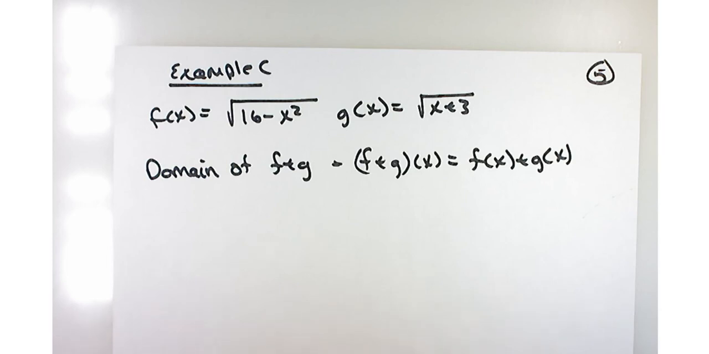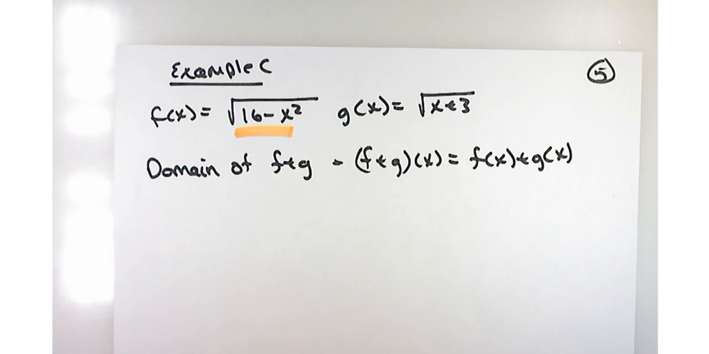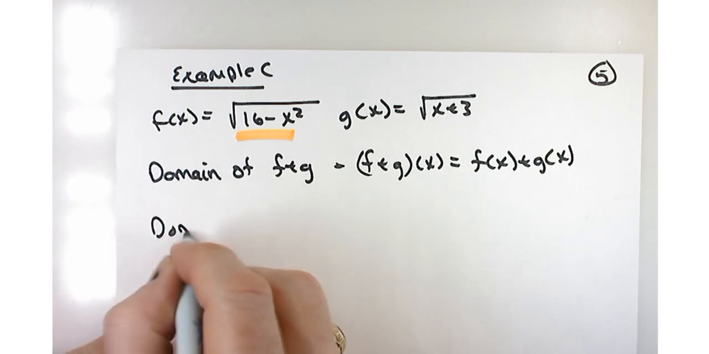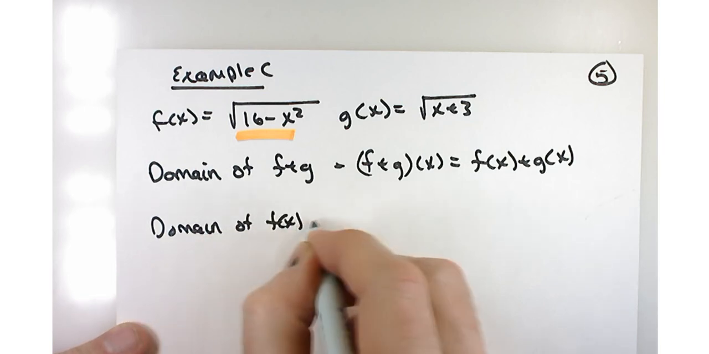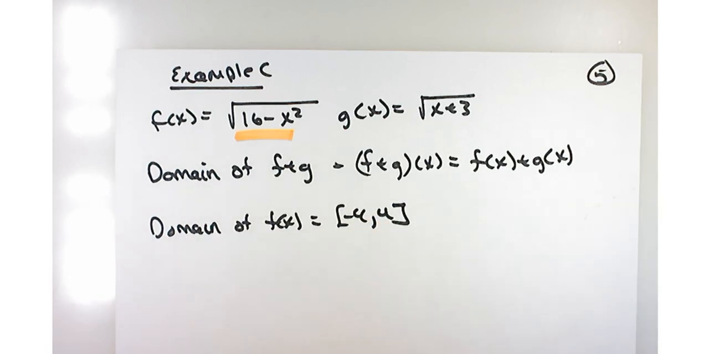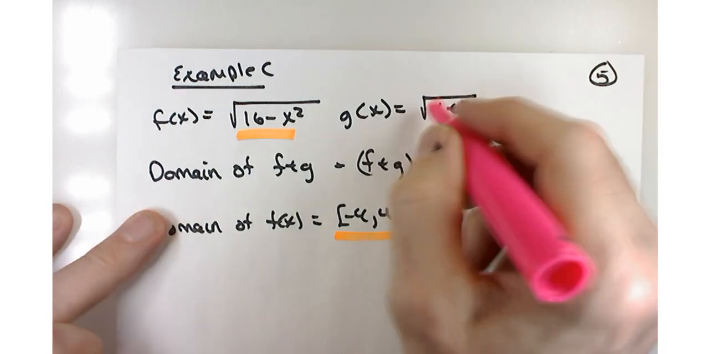So let's see, you'll do it this way. There's f of x. Domain of f is negative 4 to 4. Okay, we'll keep track of that. Let's take a look at the domain for g of x. So the domain for g of x.